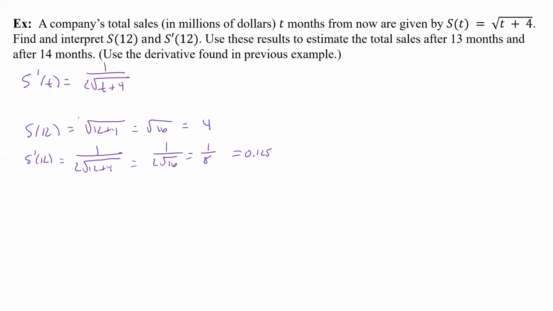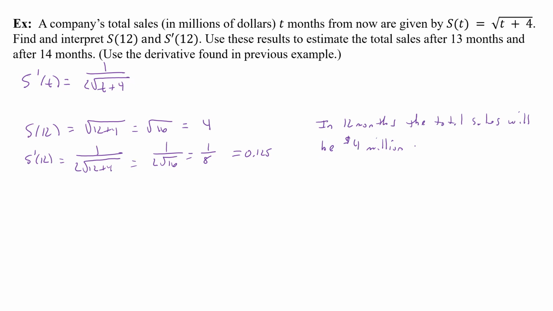All right, so, but what is S? Well, S is sales in millions of dollars. So it says we have to interpret what this means. So it means in 12 months, because 12 is going to be t months from now, in 12 months, the total sales will be, and we said it's going to be 4, so it's going to be $4 million. I guess we don't need S on that. That's okay. $4 million.